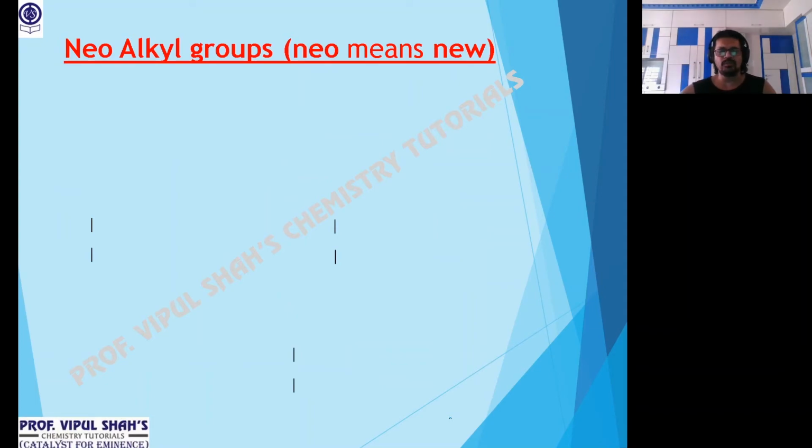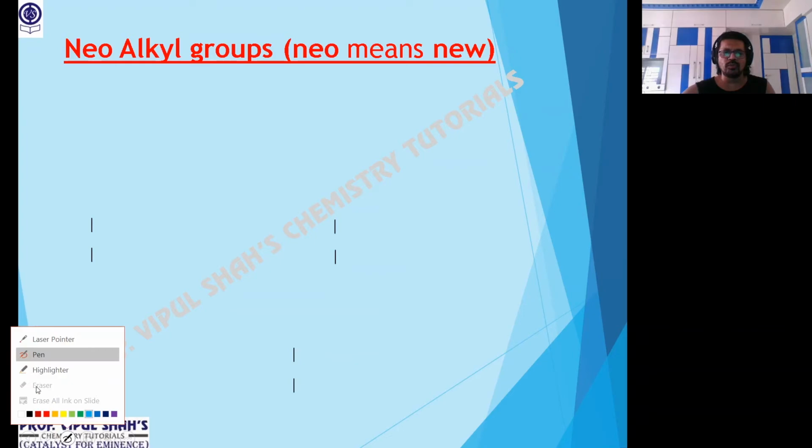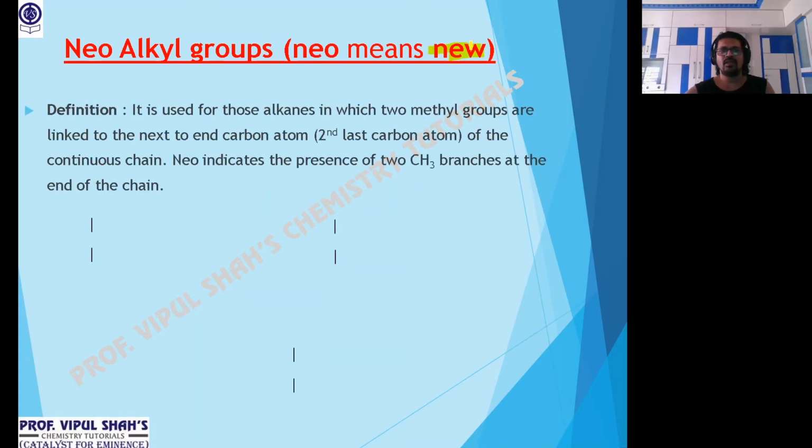Now, the last group, what we have as neo. Neo stands for a new group when we are talking. So what is this new group? Okay, observe this. What is neo? Neo says it is for those alkanes in which two methyl groups are linked to the next to the end carbon atom, that is the second last carbon of the continuous chain. Neo indicates the presence of two methyl groups at the end of the chain.